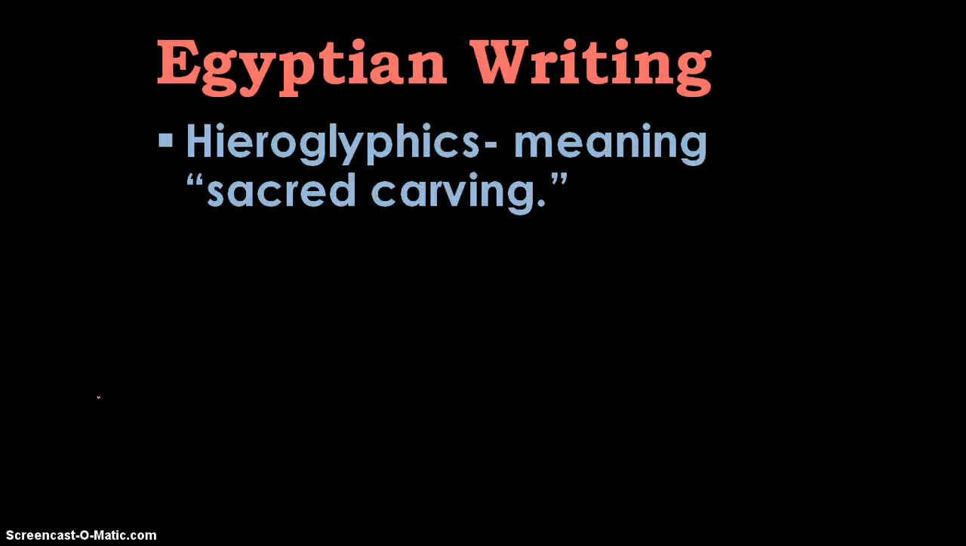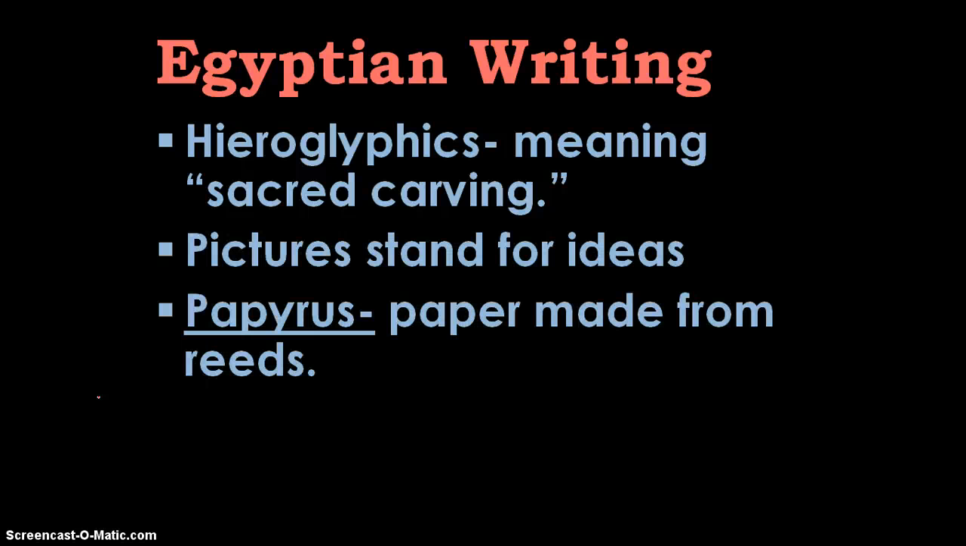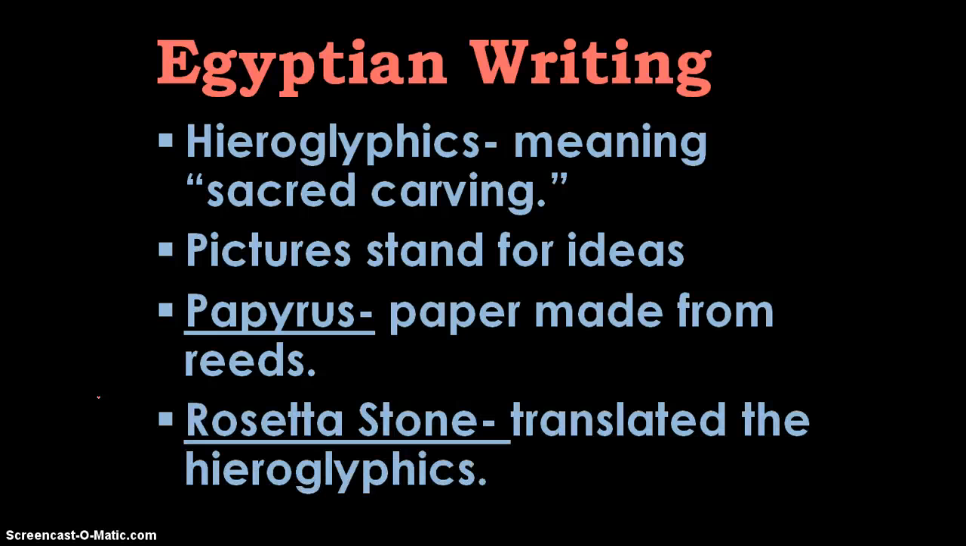Egyptian writing, hieroglyphics, meaning sacred carving. Okay, just like we associate cuneiform with the Sumerians, we associate hieroglyphics with the Egyptians. I'll show you some pictures of that in just a minute. All right, the pictures stand for ideas. They also would write on the papyrus, which was paper made from reeds. And the Rosetta Stone, which was found by archaeologists, helped to translate hieroglyphics. It had hieroglyphics as well as Greek, so we're able to decipher or know what those hieroglyphics mean.